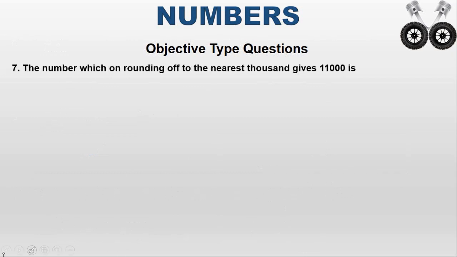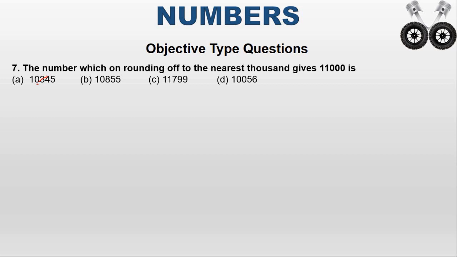Okay, the next one is an objective type question. The numbers which on rounding to the nearest thousand give 11,000 are: whenever I round the number, the answer I should get is 11,000. So I should round it to the thousand, and I have to check each and every number. What is the thousand's digit? It is 0. Now look at the right side number, which is less than 5. So you write the number as it is. Then it becomes 10,000. So that is wrong.